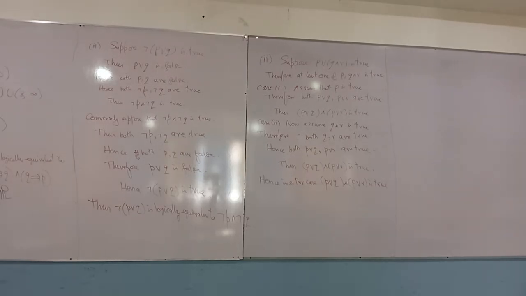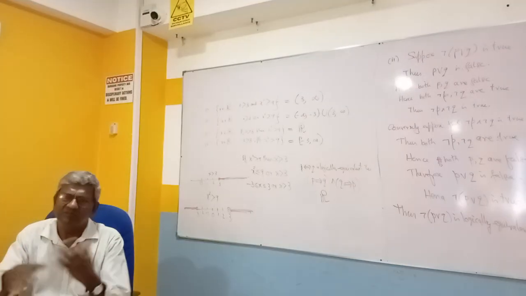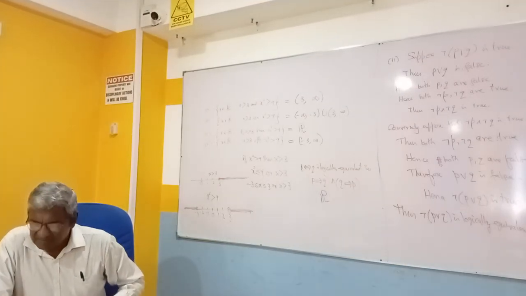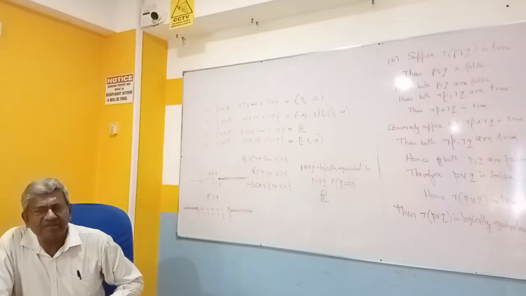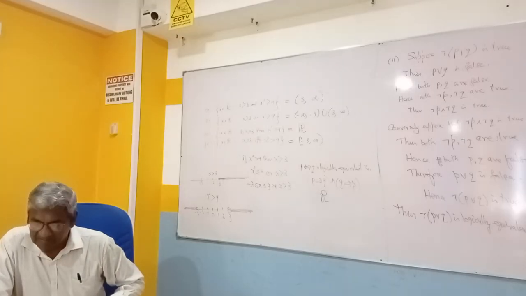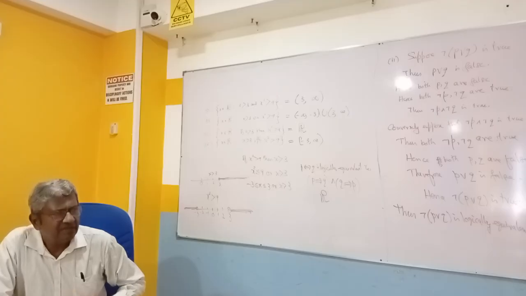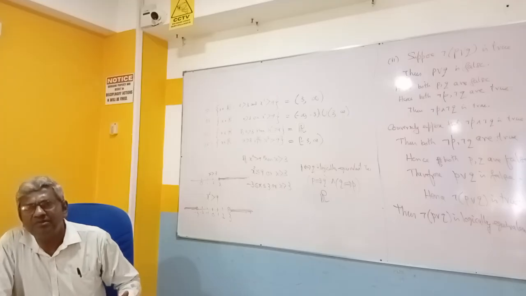Tautology is a compound statement. Compound means you have connected at least two statements. That kind of statement is called a compound statement. So a tautology is a compound statement which is always true.